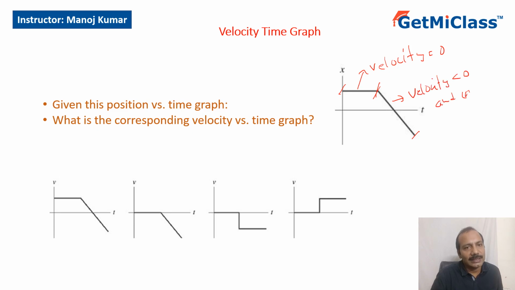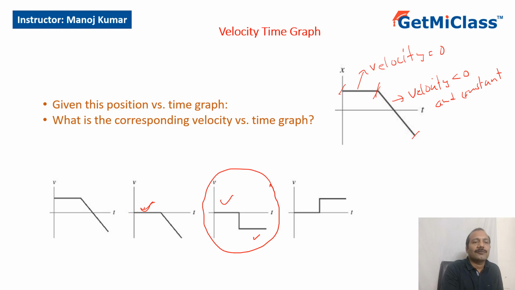So let's look at the graph which depicts the same thing. First part, velocity should be 0. So this is 0 and this is 0. In this graph, the first part is right, this part is right. Now the second part, velocity should be constant and negative. So this is right. So the right answer is this graph. So this is about position time graph and velocity time graph. I hope you could follow what is done.